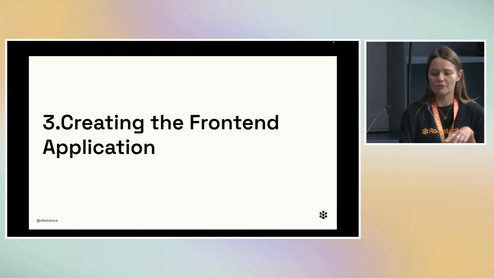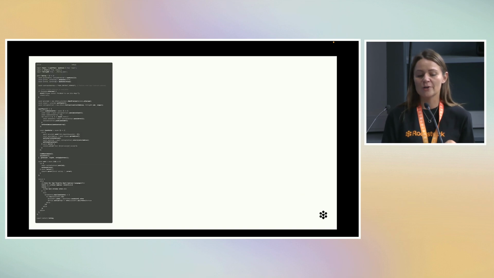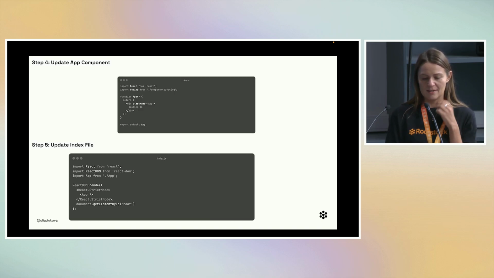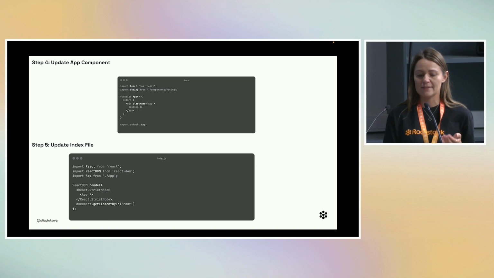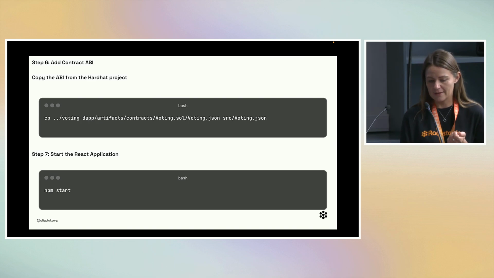This is the hardest bit, the front end. This is in React. I'm a rubbish React developer, but it still works. I'll run you through it. We create the app, install ETHGlobal for interaction with the chain, create the voting component. This is the longest file in the whole repo. I'm not going to dive into it. It's fairly basic also. Then we update the app component, update the index file. This step is important: add your contract API from the Hardhat project. And then we start the application, npm start.